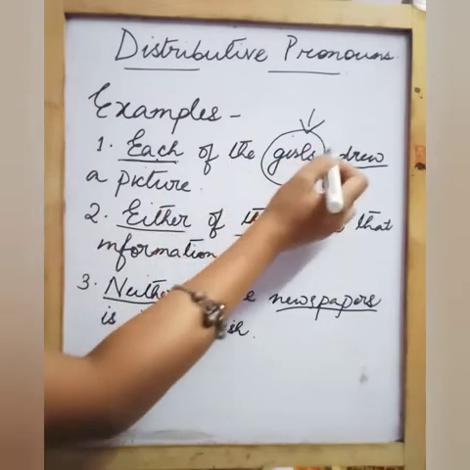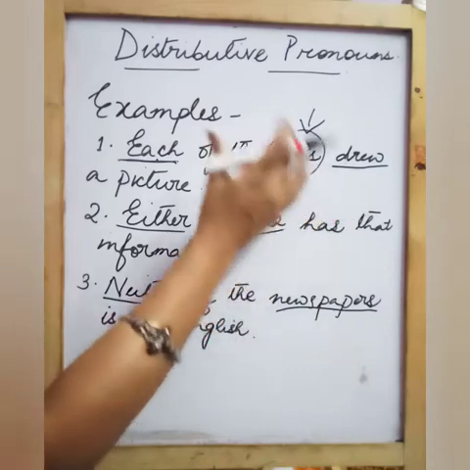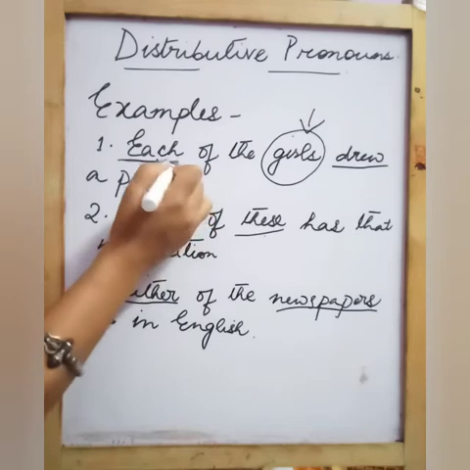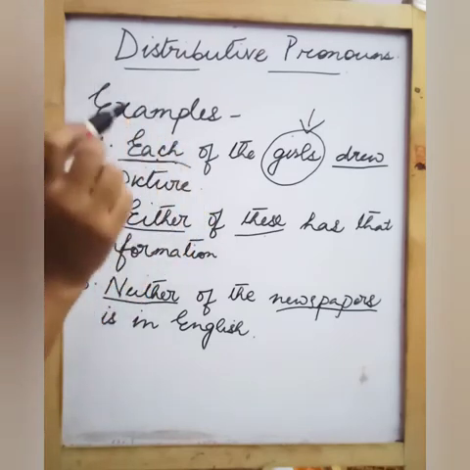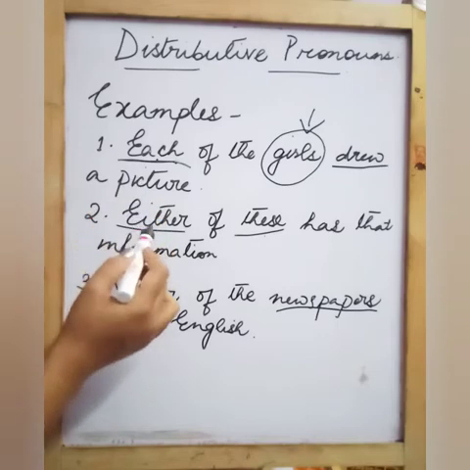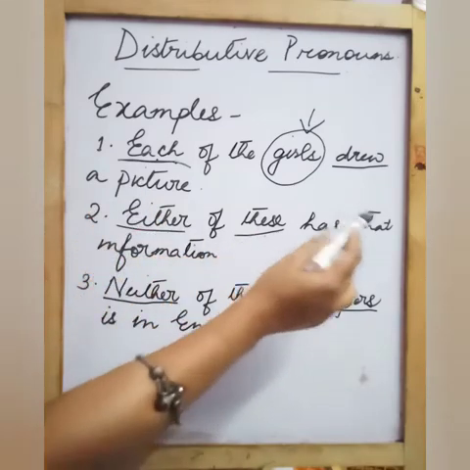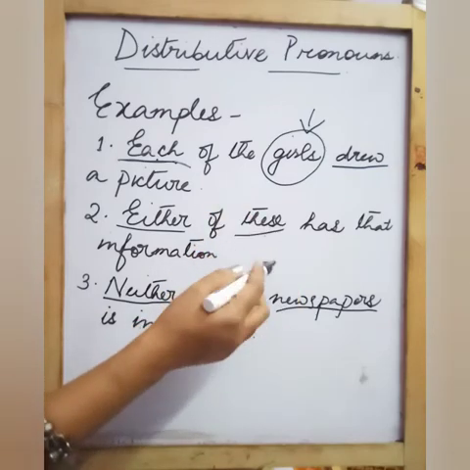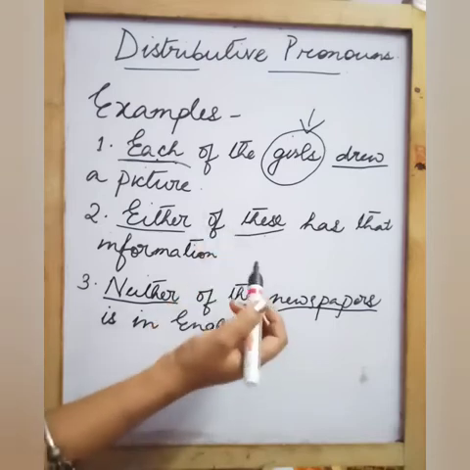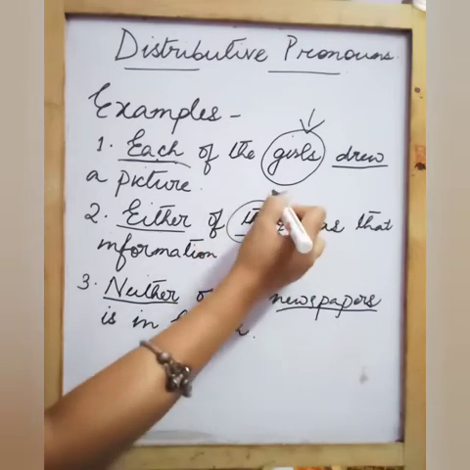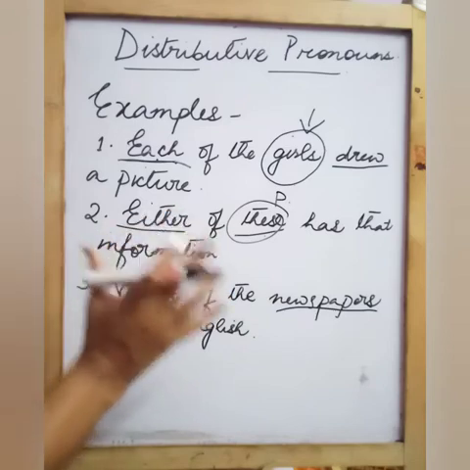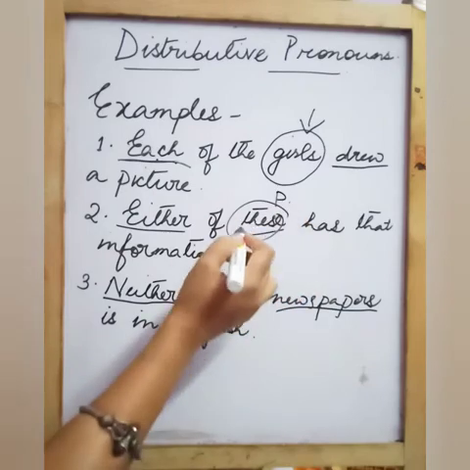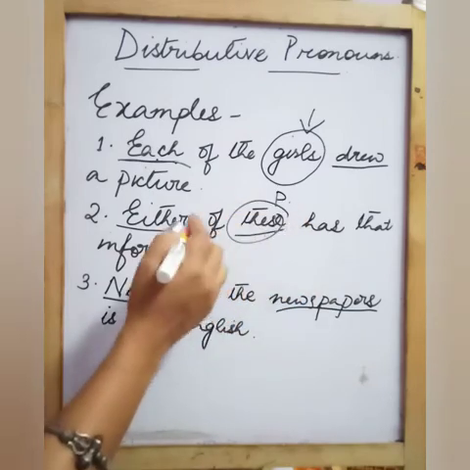All right. So in a collection or in a whole or in a representation, we will mention each of them. Hence the word each is a distributive pronoun. Fine. So in the next example, you see either of these has that information. So it can be anything. Either of these means either of these books, either of these articles, or either of these newspapers. So when we say these, it means what? It means plural. Alright, again it's a collection.